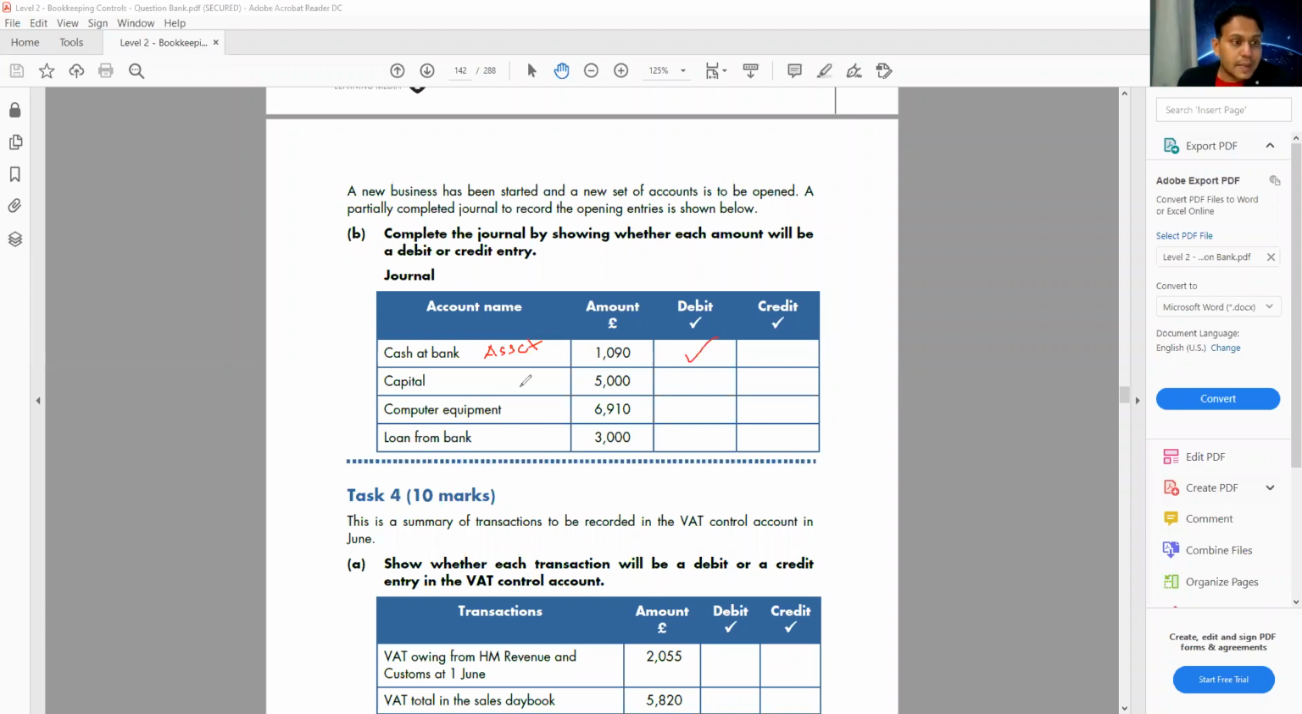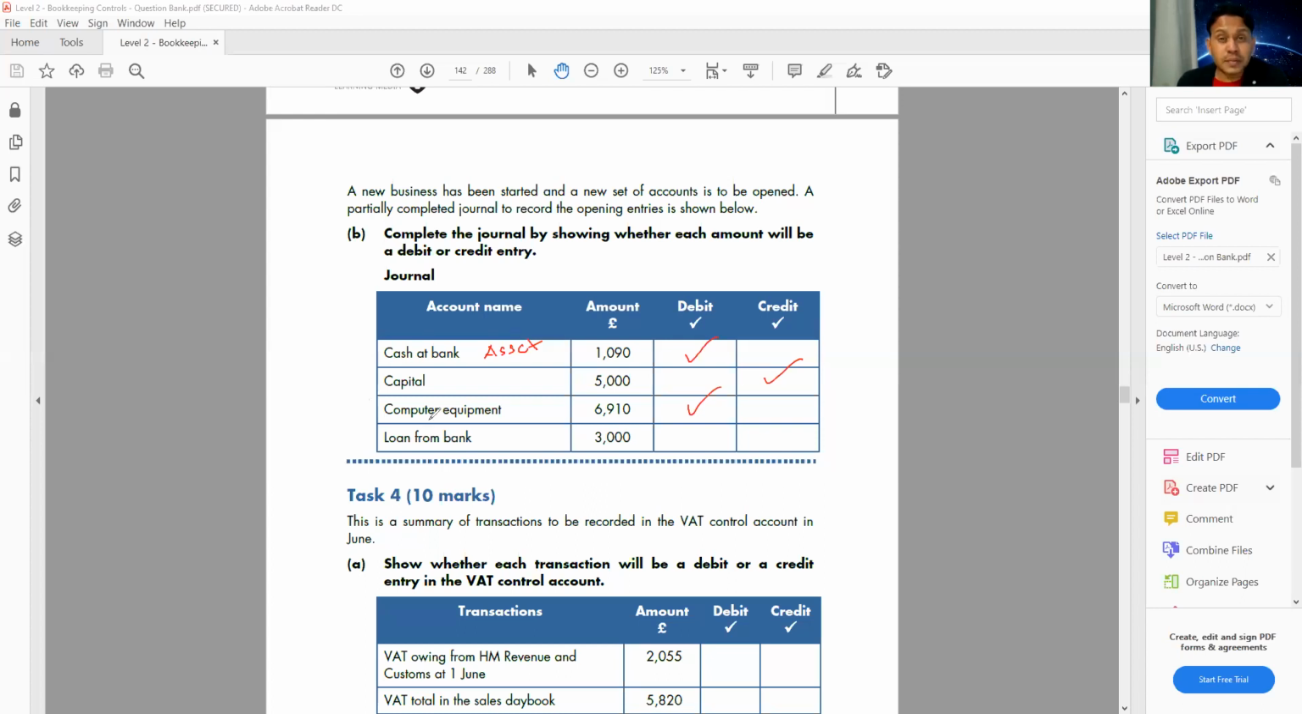Okay, the next one we have is capital. Capital is debit or credit? Capital is our credit. Capital is the money invested by the owner of the business. Then computer equipment. Is computer equipment a debit or credit? That's an asset, so that will be debit.